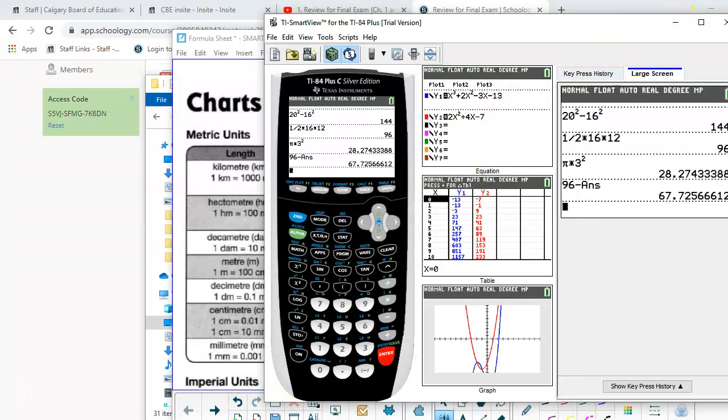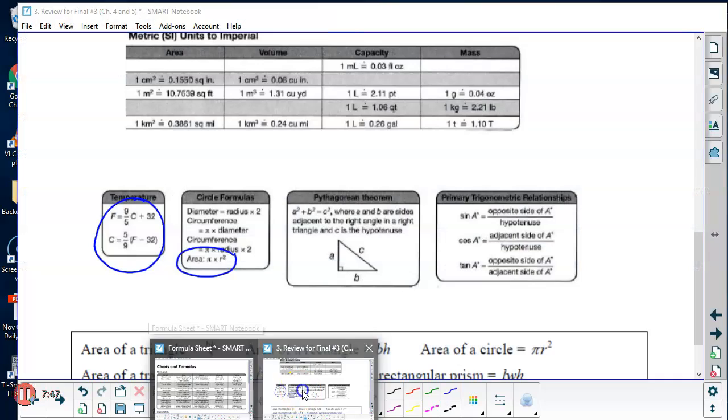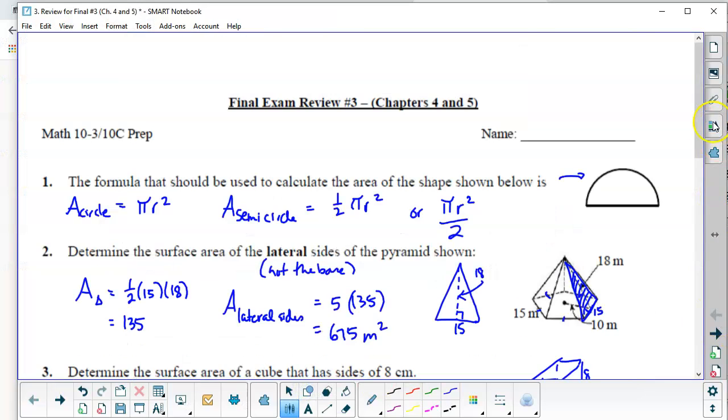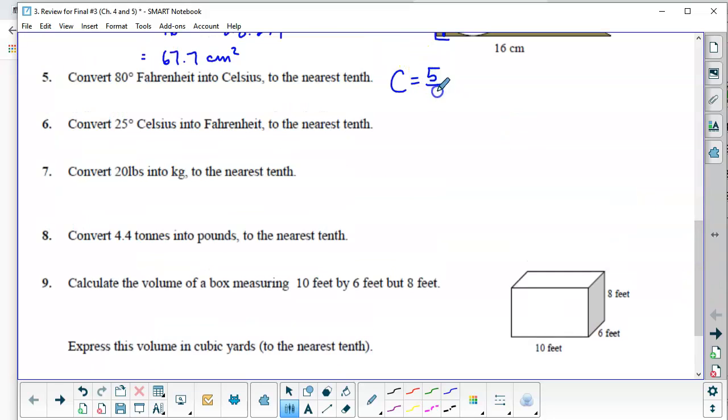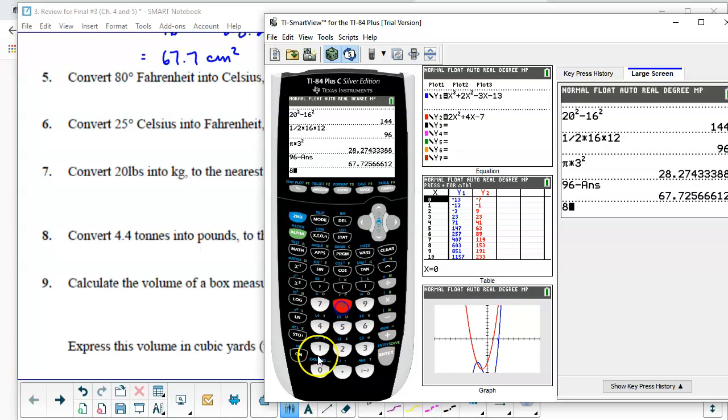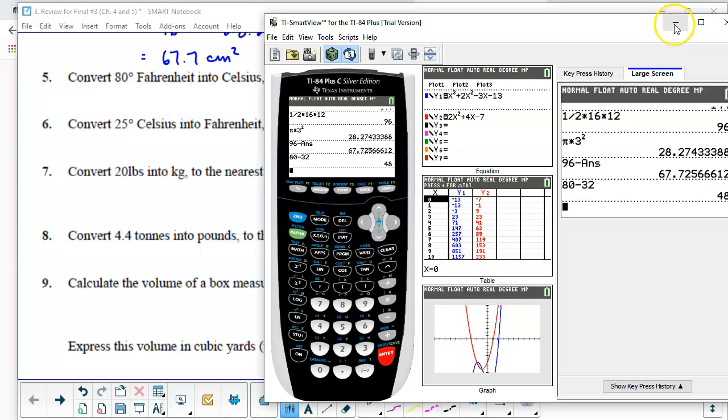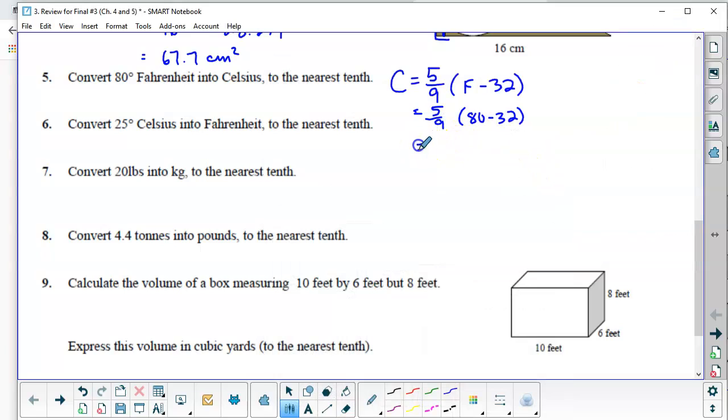So 5/9, oh, sorry, that was, here, 5/9 times F minus 32, where F is the temperature in Fahrenheit. Okay, so you can go 80, you could do this in a graphing calculator, you could do this all in one step. But if you don't have one, then maybe you want to do it in steps, and you would do brackets first, so that would be 48.